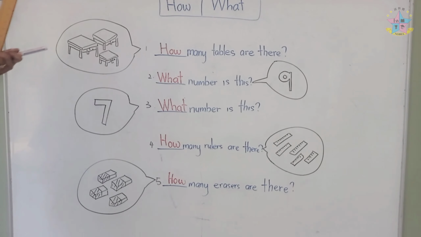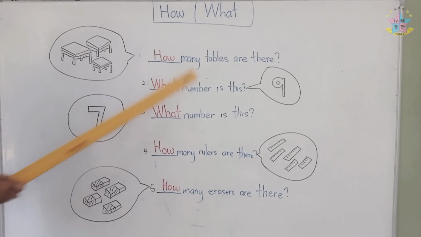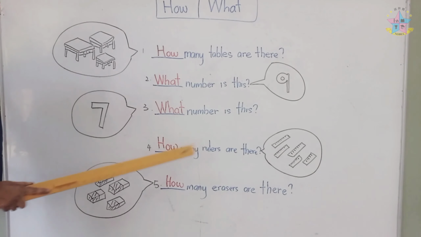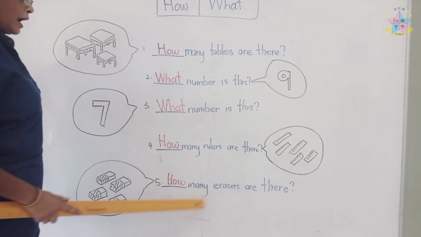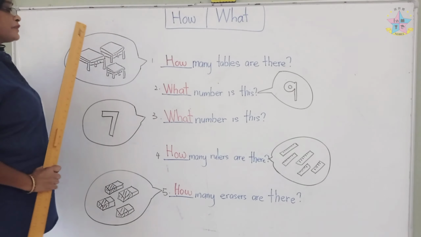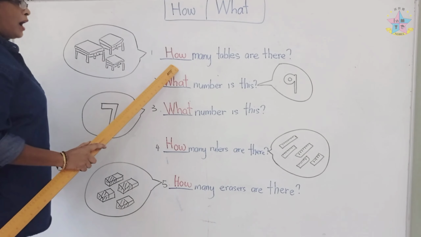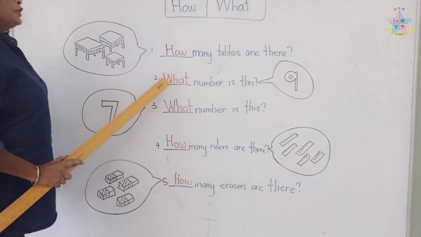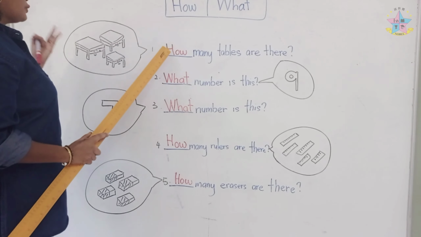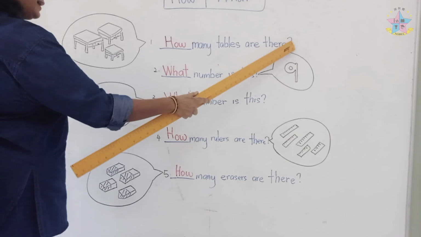Okay, children, let's read together. How many tables are there? What number is this? How many rulers are there? How many erasers are there? Okay, children, when you see the object with quantity, if they put many or much, you must write how. This how is for quantity. You cannot write what. What is for the object, asking about the object. How means quantity of the object. So, how many tables are there?